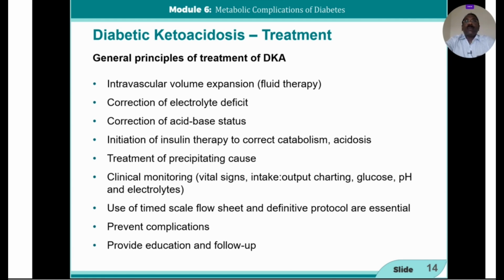So what about the treatment? Intravascular volume expansion, that is the fluid therapy, is very, very important. You have to give the maximum amount of fluids, normal saline. Maybe 1 liter in the first hour, 1 liter in the next hour, then over the next 2 hours, or 1 liter over the next 3 or 4 hours, in that way. The book says that you can give at least 4 to 5 liters of normal saline in the initial 6 to 24 hours.